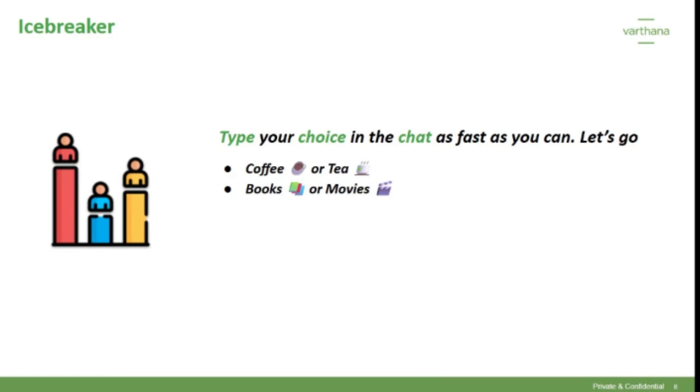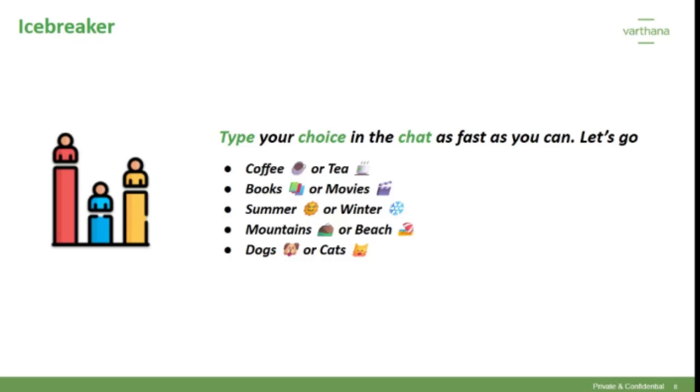Mohan sir said coffee, Payal ma'am said books. The next one is summer or winter. Which do you like the most? Tulma said coffee, summer. The next one is mountains or beach. Ananya ma'am said beach, Priya ma'am said beach, Pupu sir said mountains, Hemlata ma'am said beach. The last one is dogs or cats. Some people have none out of dogs or cats.